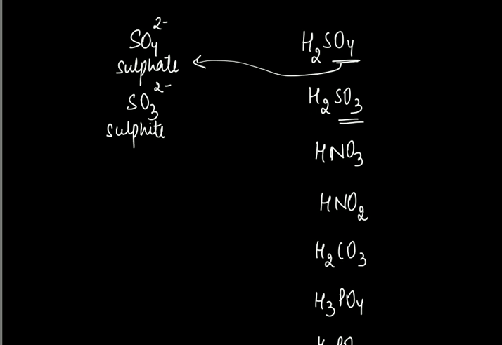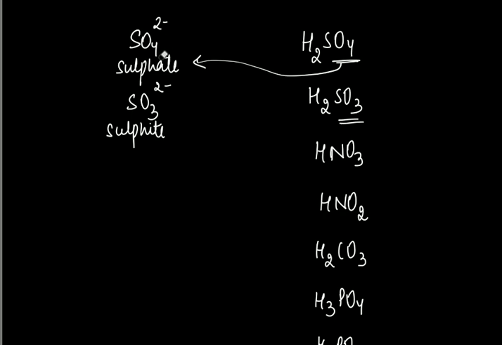Now, how do I remember all this? We need to remember that sulfur and oxygen together form a polyatomic ion, and you have to picture it in your brain that these are two ions. One is SO4 2 minus, another is SO3 2 minus. You have to map it like that in your brain. Now, which one is what? Which one is sulfate? Which one is sulfite?